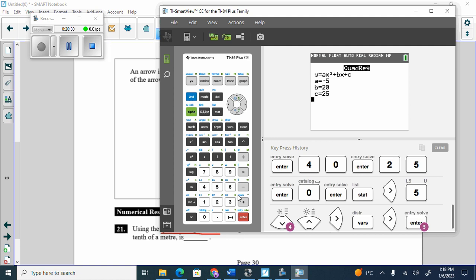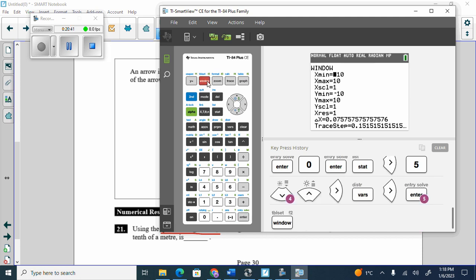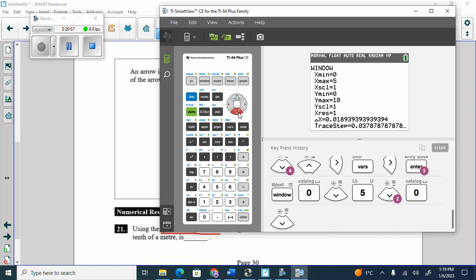Now, if you're struggling, because you don't remember how to put this in, you need to go back to your notes. You have a little cheat sheet that you have to be able to do without on your diploma. So we go to window, and we make it fit our data. So our lowest x is 0, our highest x is 5, and I'm okay with that because at 5 it hit the ground. So I don't need to make it bigger. But if you did, that's okay. Your y minimum is the height, so 0 will be the bottom. The top is 45, so I'm going to make it 60 just to make sure I can see the top just in case it went higher.